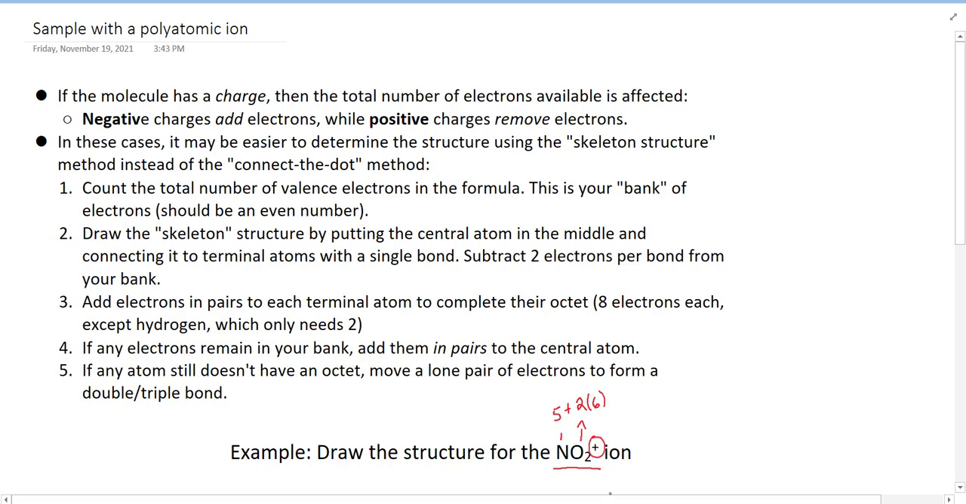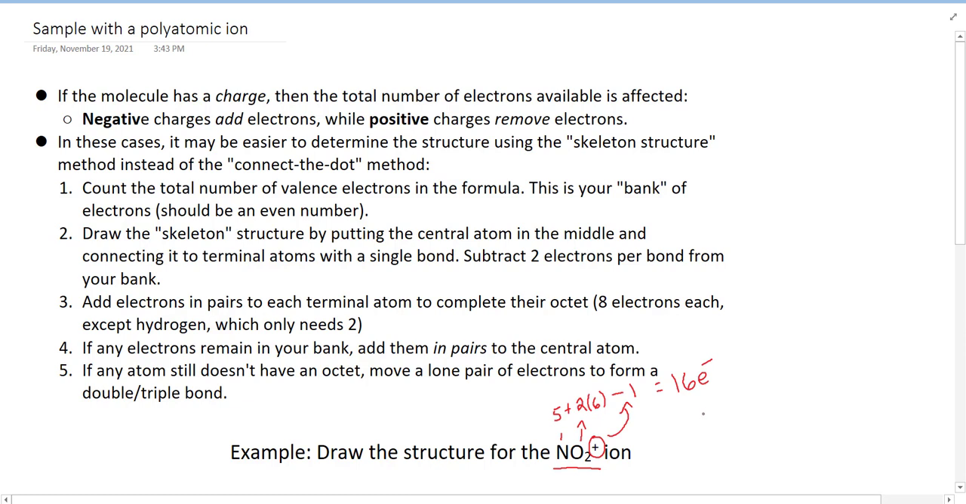Then that positive charge means that we have removed an electron. So we're going to subtract 1 from our bank here. So we have 12 plus 5 minus 1. We end up with 16 electrons.